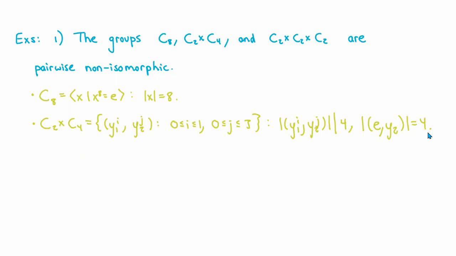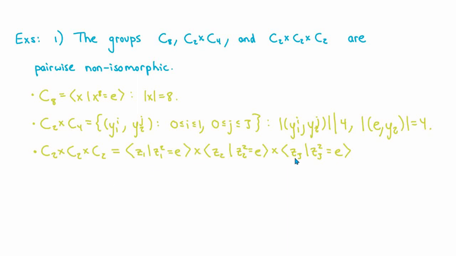Okay, now let's move on to the final group, which is C2 cross C2 cross C2. And once again, let's choose generators for the groups in each of the components of this direct product. If I choose my generators to be z1, z2, and z3, then the elements of this group are all elements of the form z1 to the i, z2 to the j, z3 to the k, where the i, j, and k now all run from 0 to 1.